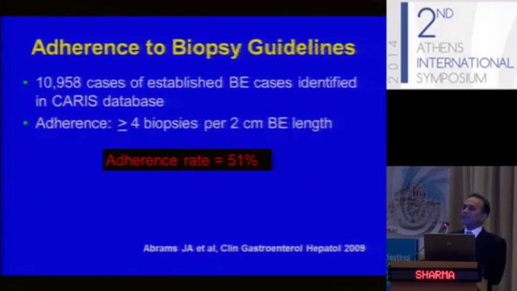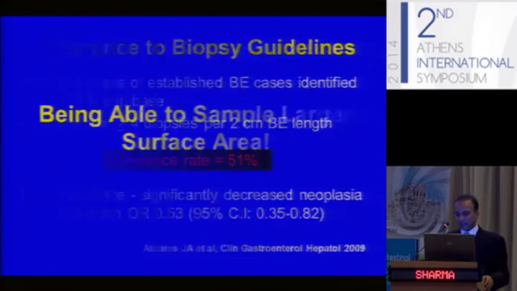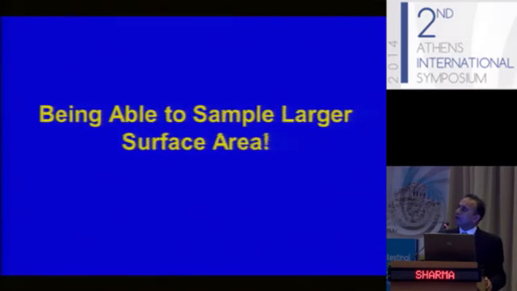And you can argue, is this really necessary? At least in this study, if you did not follow the 4-quadrant biopsies every 2 centimeter protocol, you were more likely to miss dysplasia, whether it was low grade, high grade, or cancer. So we actually don't follow the guidelines or the protocols which are recommended by the societies to diagnose dysplasia and cancer in Barrett's esophagus. One problem in Barrett's is sampling a larger tissue area.